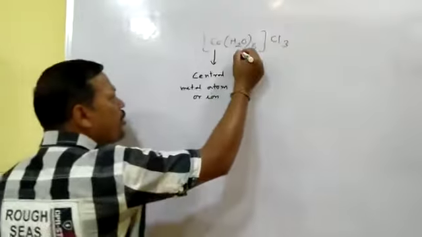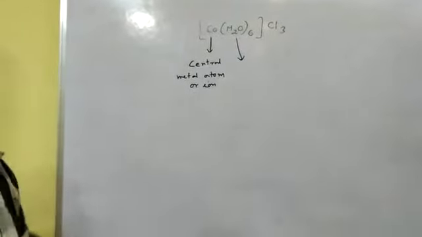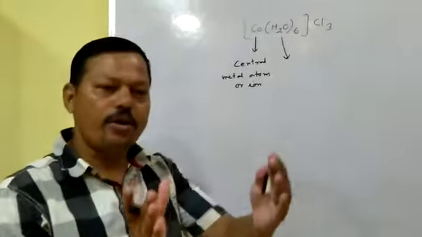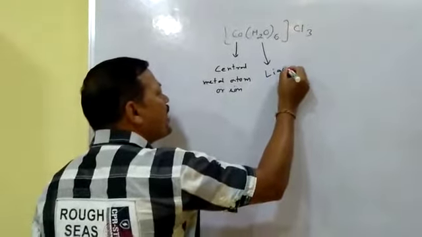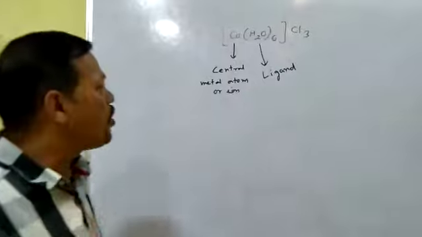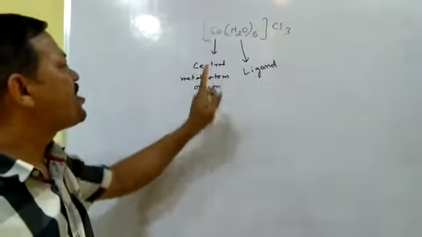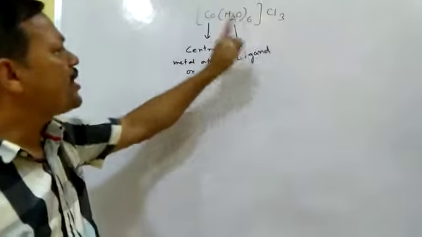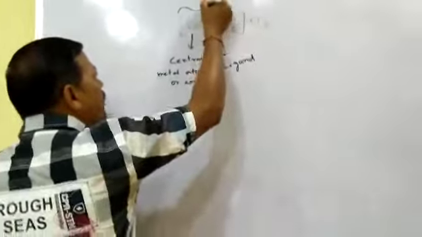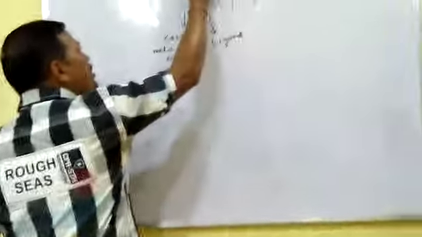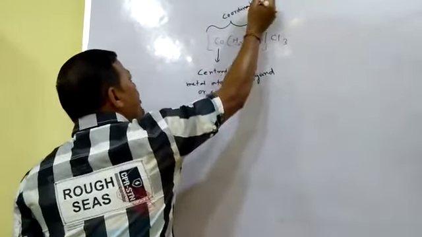And here I have joined 6 water molecules. In a complex, the molecule or ion that is joined with the metal is called a ligand. Here water is called a ligand. I'll explain later what a ligand is. Actually, inside the square bracket, you will always get a central metal atom or ion and some ligands. And this part, the part inside the square bracket, is called the coordination entity.